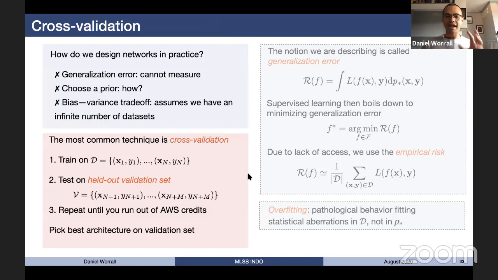So this is actually how people design neural networks in practice. They split their data into a training set and a held out validation set. You train your model on the training set, and then you test it on this second set. And then you keep on doing this until you run out of AWS credits, for instance, until you've trained lots and lots of models, and you pick the model which has the best validation error, and that's the model you use in the end. Very, very simple. You can show that it's related to these other ideas. But you train on your training set, test on your validation set, and you iterate.